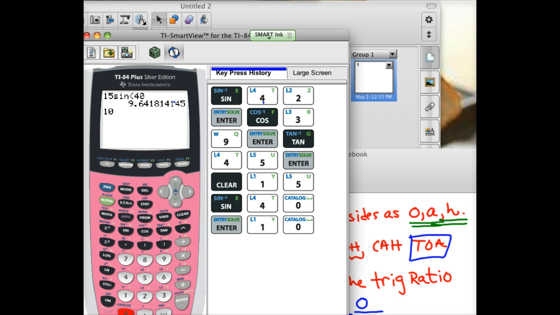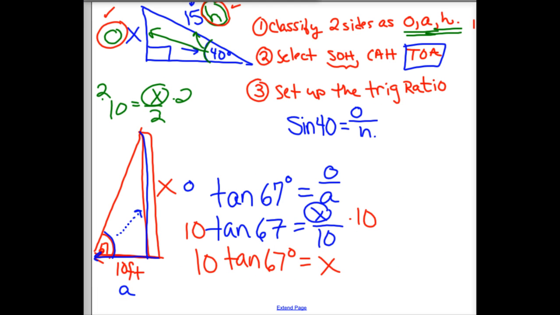Sorry, it's finicky. 10 times the tangent of, and I think it was 67 degrees, and then I just hit enter. And voila, the height of the building is 23.6 feet tall. And so you can kind of see what's coming in with that. I think I said 23.6 feet is about the height of my building.